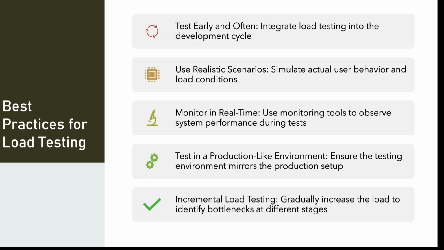And then there is incremental load testing. We have to gradually increase the load, and we need to identify the bottlenecks at the different stages. First of all, we go with 50 concurrent users with one ramp up period. Then we make it larger, like 100 concurrent users with one ramp up period. That way we increase the load, and also 100 users with 0.5 ramp up period. That way we have to check the load testing.